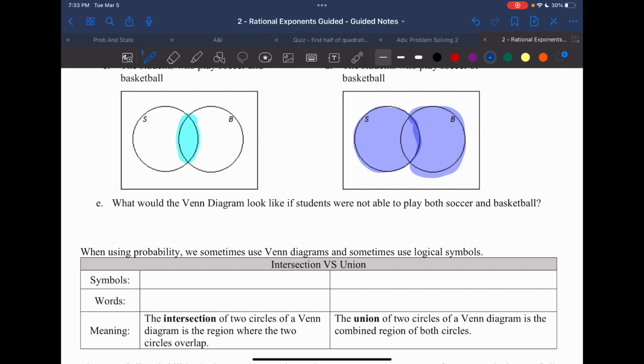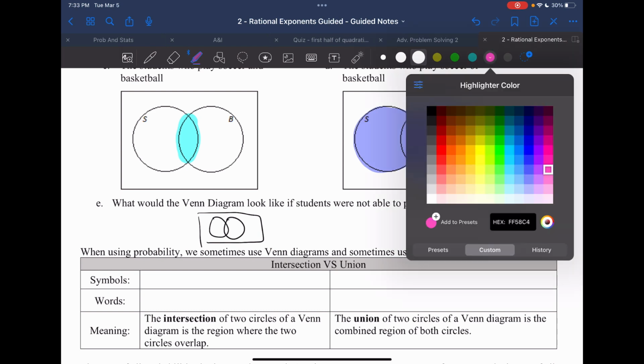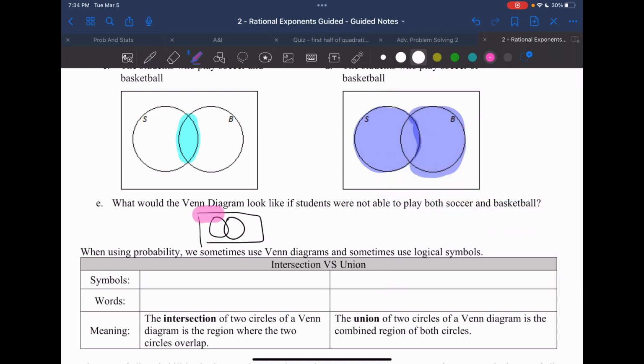Letter E says, what would the Venn diagram look like if students were not able to play both soccer and basketball? Meaning neither of them. So if you had that Venn diagram, just drawing a quick sketch, that'd be basically everyone on the outside of the Venn diagram. Good enough, right?